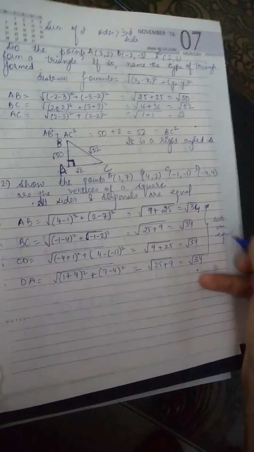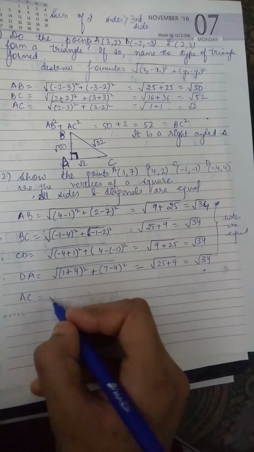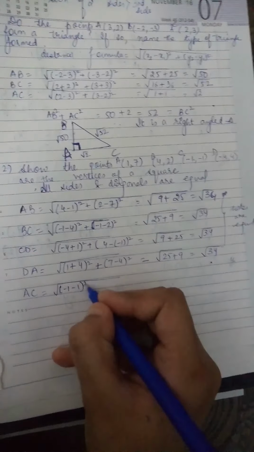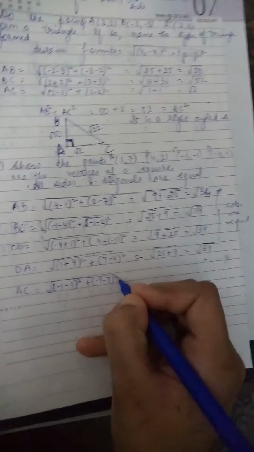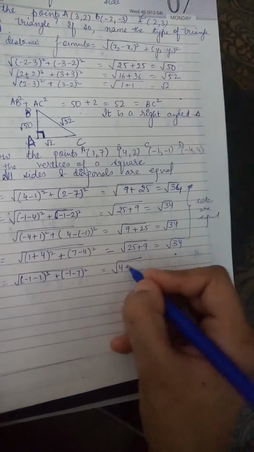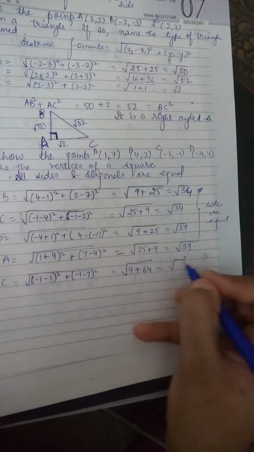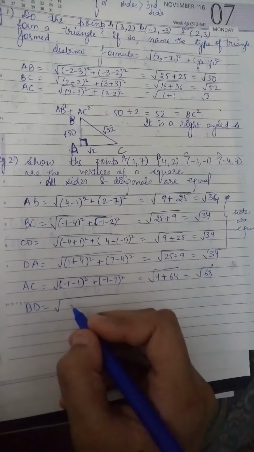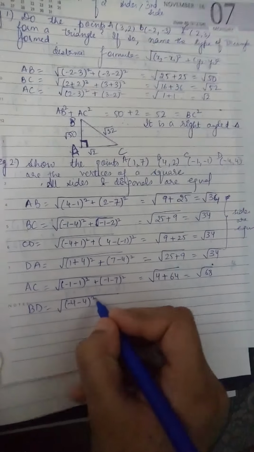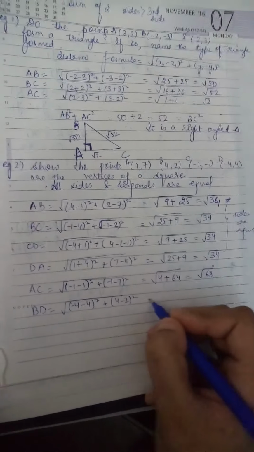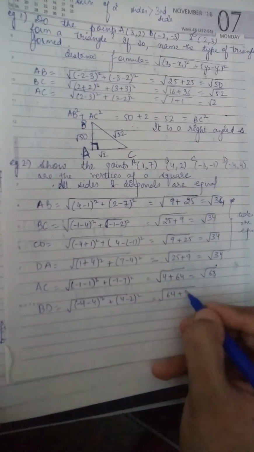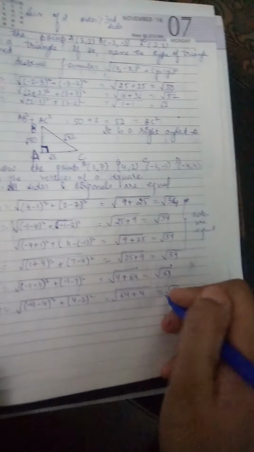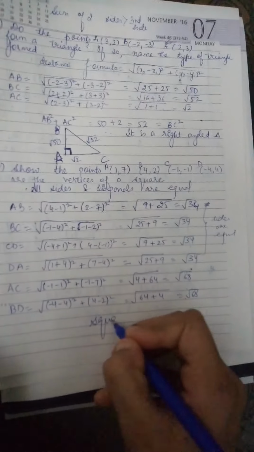Now we have to find diagonals as well, that is AC. So (-1) square plus (-1 minus 7) square will be 2 square is 4, 8 square is 64, so root 68. Now find BD. BD will be (-4) square plus (4 minus 2) square, which is 8 square is 64, plus 4, root 68. Since all sides are equal and also the diagonals are equal, therefore it is a square.